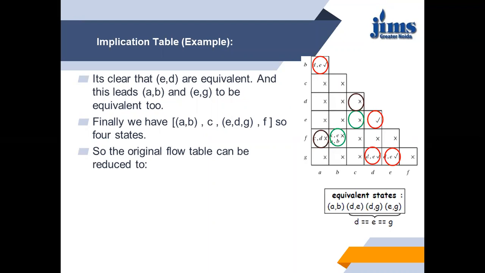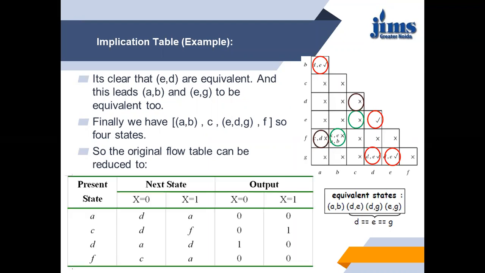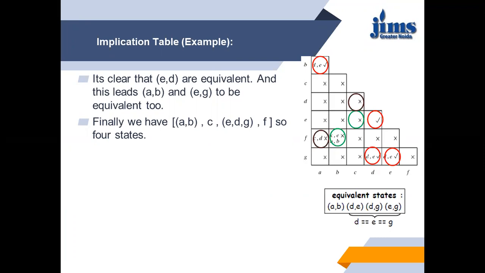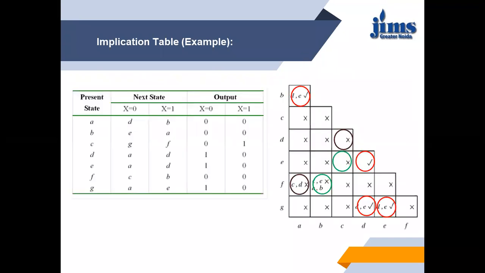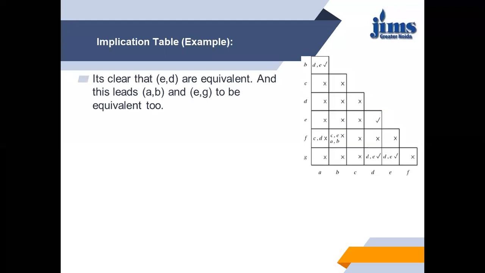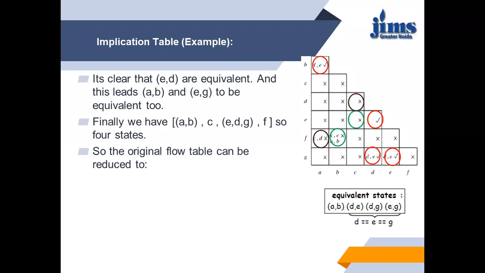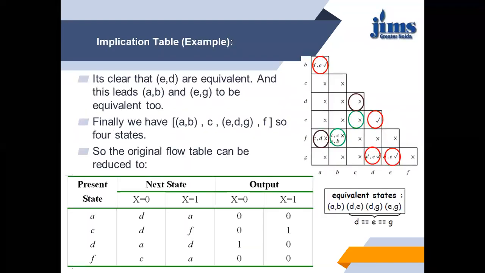So the original flow table can be reduced to A, where there is B we write A. C is as it is. D, E, G, where there is D, E, G, we have to write D, and F is same. So this is the state table reduced. Initially we started from here, so here there were 7 states, and these 7 states are reduced to 4 states here. So this is the way with the help of the implication table.